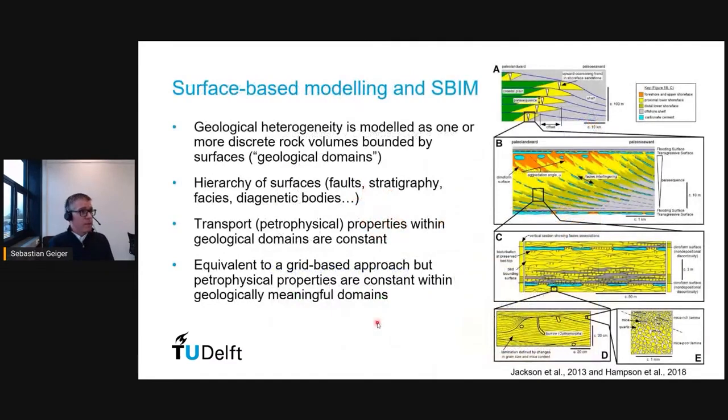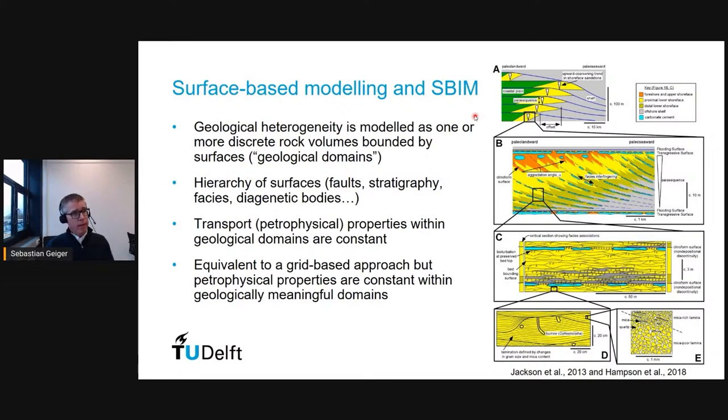So what we have done is we adopted this SBIM concept to the idea of surface-based modeling, which Matt Jackson and Gary Hampson at Imperial College London have really refined, and I played around with that as well in my PhD thesis. So what we do, in RM and with surface-based modeling and in sketch-based interface modeling, is that all geological heterogeneity is modeled as one or more discrete rock volumes bound by surfaces. And then we can have a hierarchy of surfaces from faults to stratigraphy, facies, diagenetic bodies.